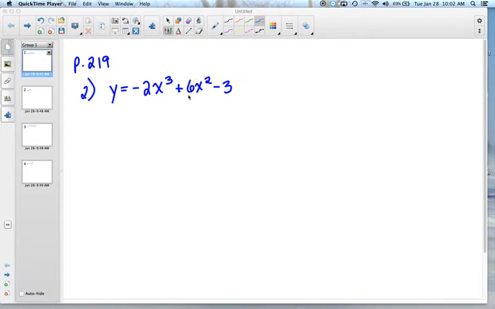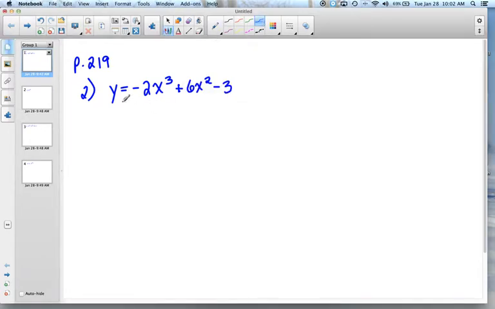You can use your graphing calculator just to show that this actually is true. So we're going to start by finding the derivative. So here we get y prime equals negative 6x squared plus 12x. So that's the first step.